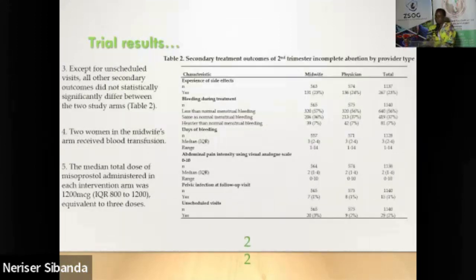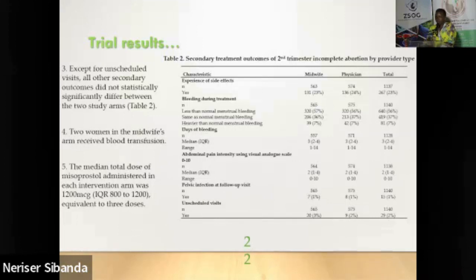When we look at the secondary outcomes, we see that 23% of the participants actually got some side effects. All the secondary outcomes do not significantly differ between these two study arms, except for unscheduled visits, where 3% were in the midwife's arm and 2% in the physician's arm. Two women in the midwife's arm received a blood transfusion, but they recovered well and were discharged.